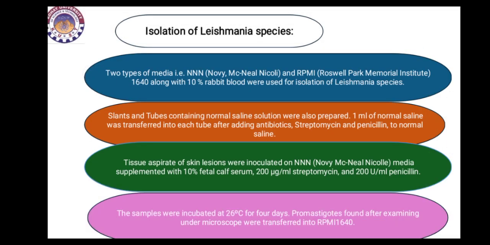Next, isolation of Leishmania species. Two types of media, NNN and RPMI 1640 along with 10% rabbit blood, were used for isolation of Leishmania species. Tubes containing normal saline solution were also prepared. 1 ml of normal saline was transferred into each tube after adding antibiotics, streptomycin and penicillin. Tissue aspirate of skin lesions was inoculated on NNN, Novy-MacNeal-Nicolle media, supplemented with 10% fetal calf serum, 200 microgram streptomycin, and 200 penicillin. The sample was incubated at 26 centigrade for 4 days. Promastigotes found after examining under the microscope were transferred into RPMI 1640.